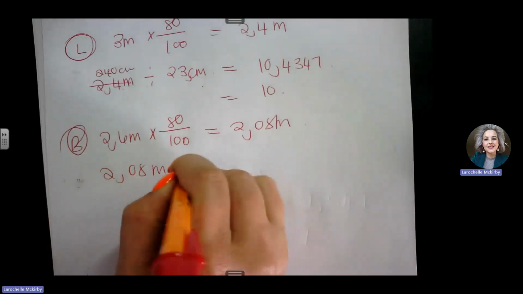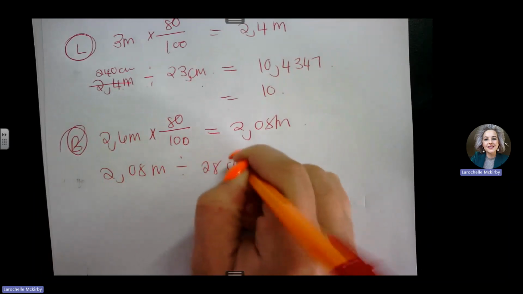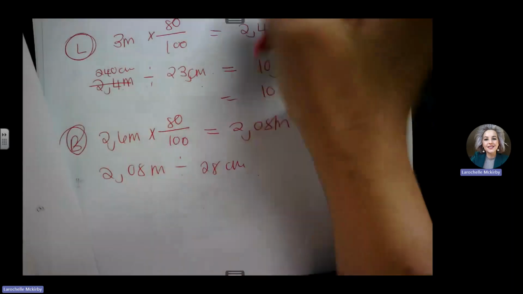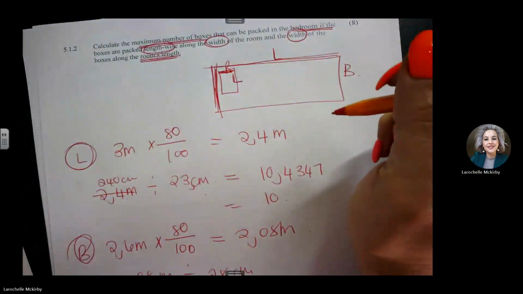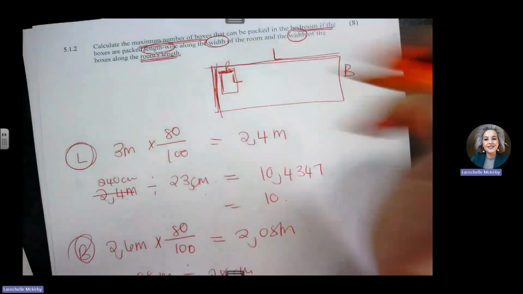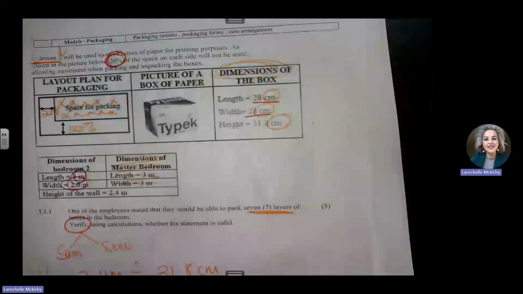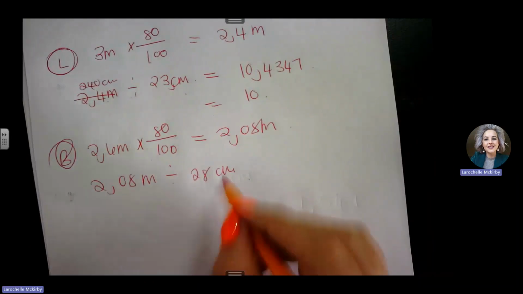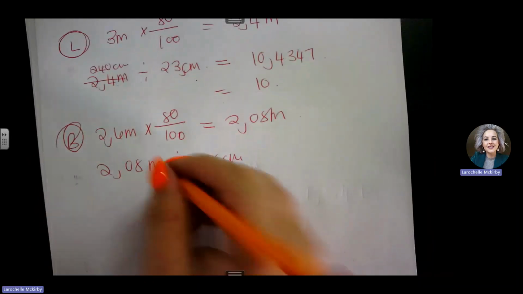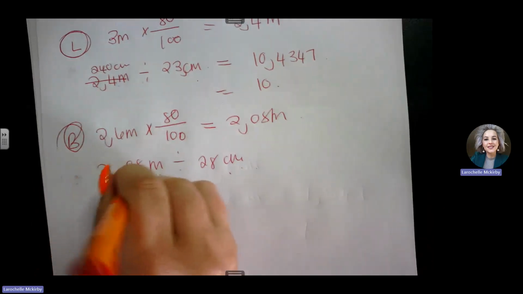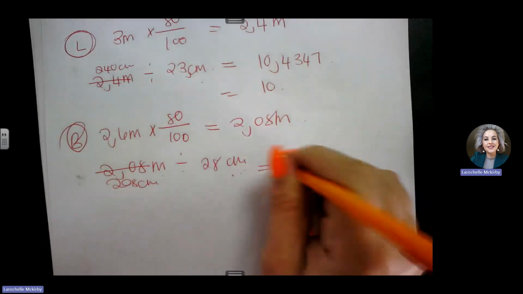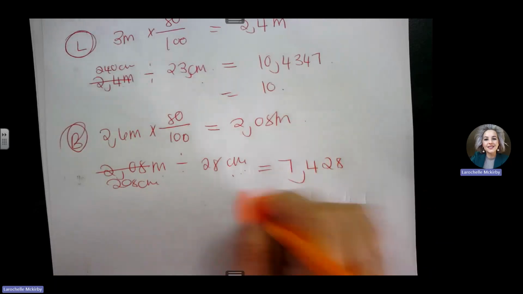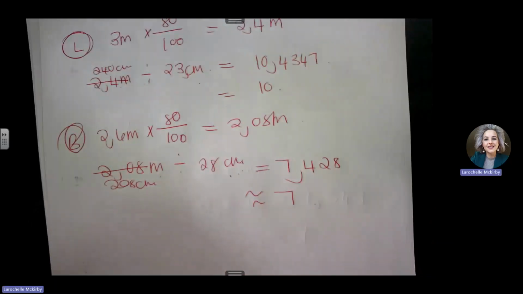2,08 meters divided by 28 centimeters. Remember, we are working with the width of the room, so we are referring to the length of the box. The length of the box is 28 centimeters, so that is why I'm using 28, but my unit is not the same, so I say 208 centimeters divided by 28 centimeters. My answer, 7,428. Answer, 7 boxes.